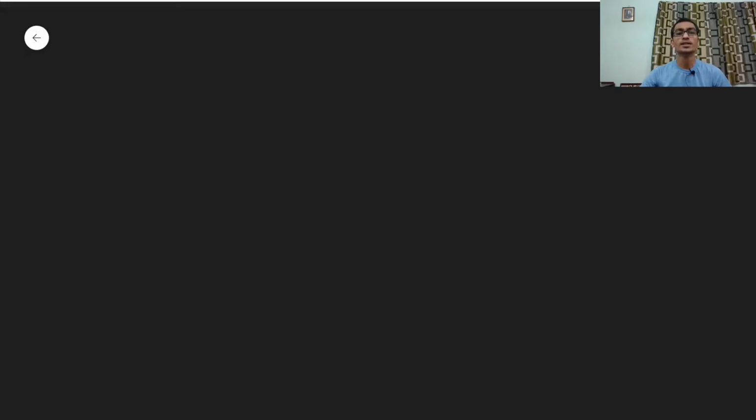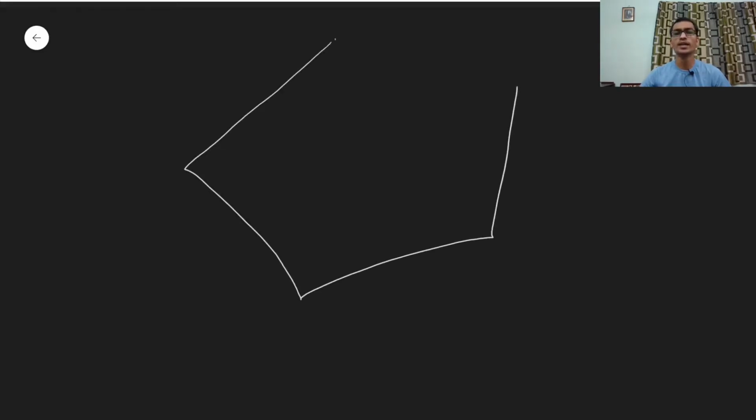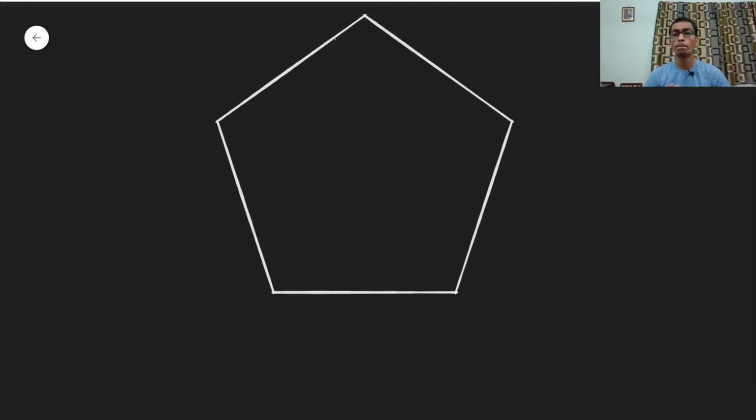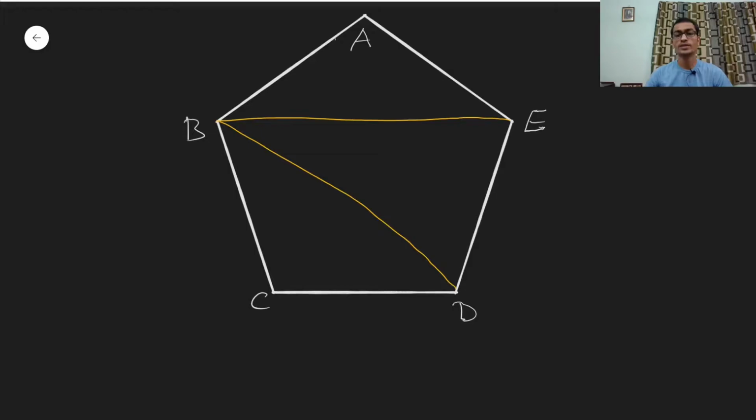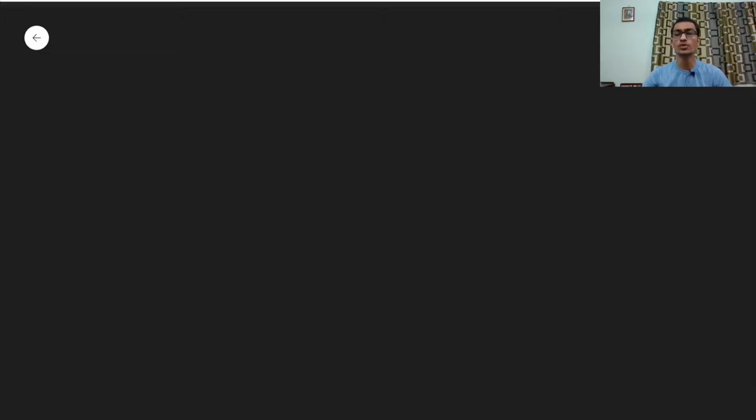First of all, let us consider a polygon. You may consider any polygon. Here we are considering a pentagon. Let us say A, B, C, D, E. Now you can divide the pentagon into some pieces of triangles. So we divide the pentagon ABCDE into three triangles: triangle ABE, triangle EBD, and triangle DBC.